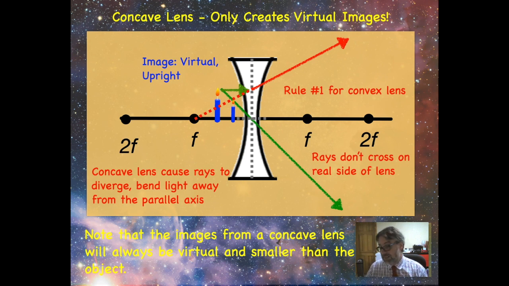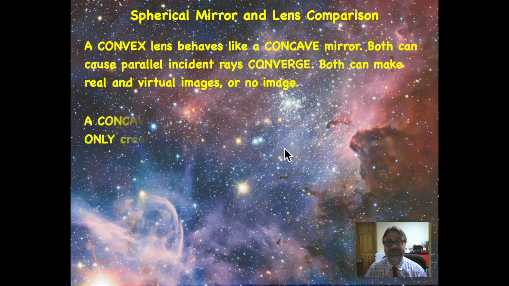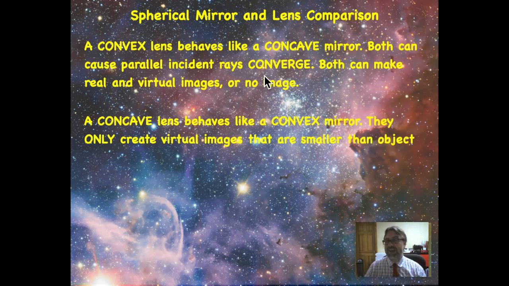All right, so let's summarize the differences between lenses and mirrors. First off, a convex lens behaves like the concave mirror. That is, both can cause parallel incident rays to converge. Both can make real and virtual images. And just like with the concave mirror, if you put an object on the focal point of a convex lens, you will not be able to find an image on either the real or the virtual side because the rays become parallel. Now, a concave lens, one that's thinner in the middle, behaves like a convex mirror. They only create virtual images that are always smaller than the object.